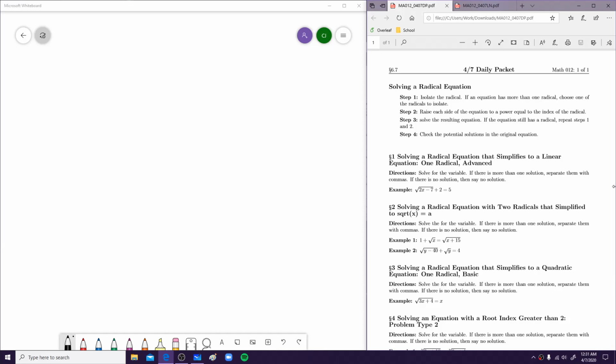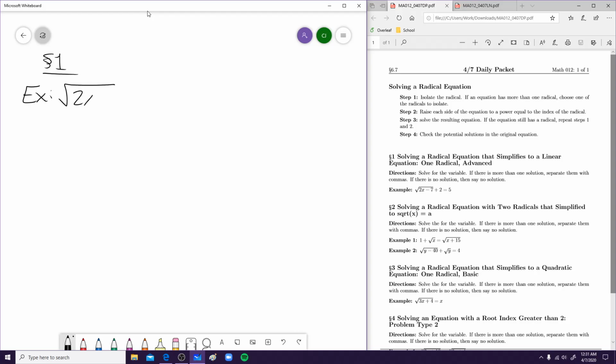Everybody. So today we will be covering section 6.7. So we're going to learn how to solve radical equations. On the right, I gave you some steps for solving a radical equation, and we will do those starting with section 1, example. The example given is the square root of 2x minus 7, plus 2, is equal to 5.